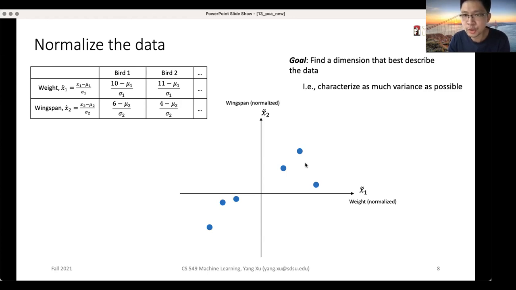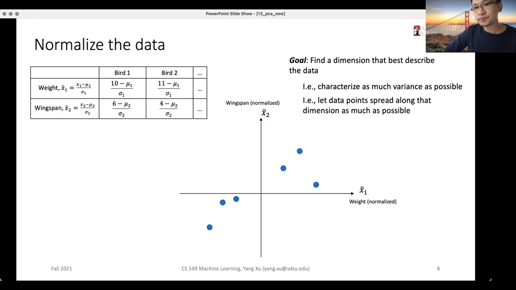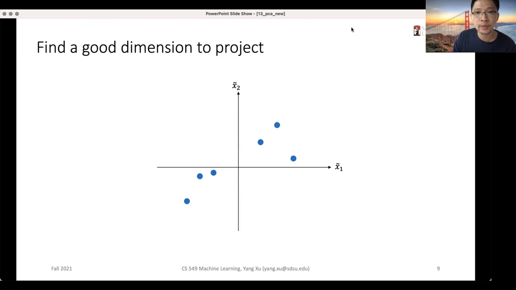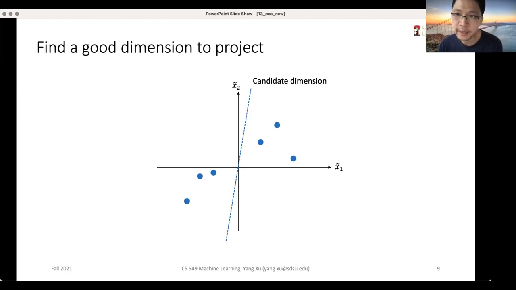Recall that we want a dimension along which all the data points have as much variance as possible, which means along that dimension, the data points need to spread out as much as possible, right? We don't want all the data points to be clustered within a small region. That is the standard we will use to find that one dimension. In this case, the dimension we want to reduce is just from 2 to 1, so basically, that dimension we want to find is a linear line, a direction.